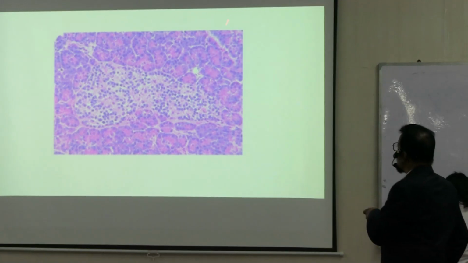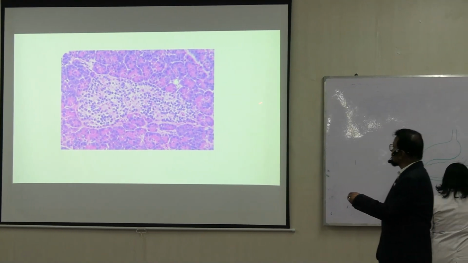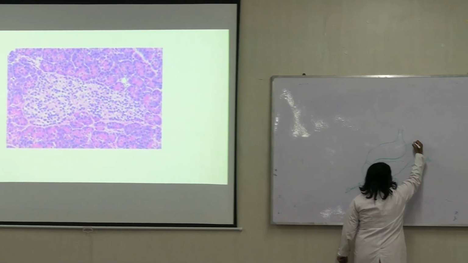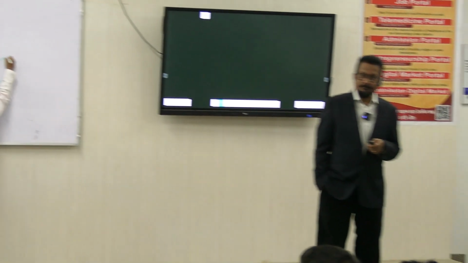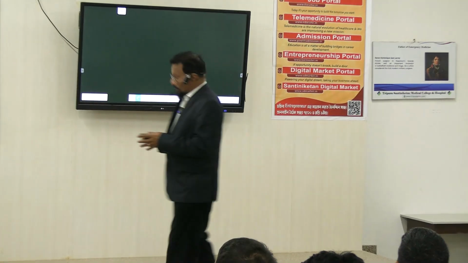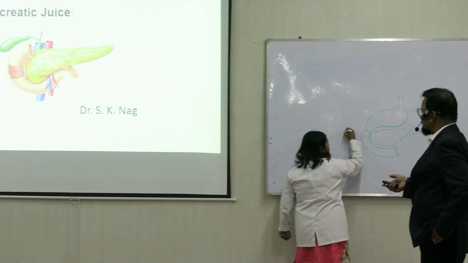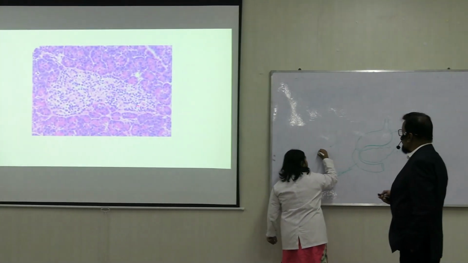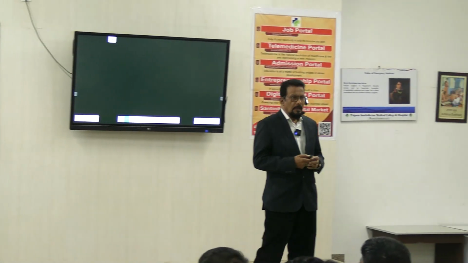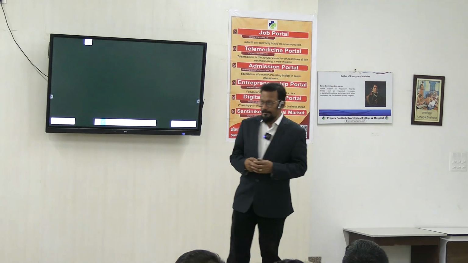pancreas, it will look like this. So, at the center, we know pancreas is a mixed organ. It is endocrine as well as exocrine. So at the center, this part is the endocrine part. This part is called islets of Langerhans.